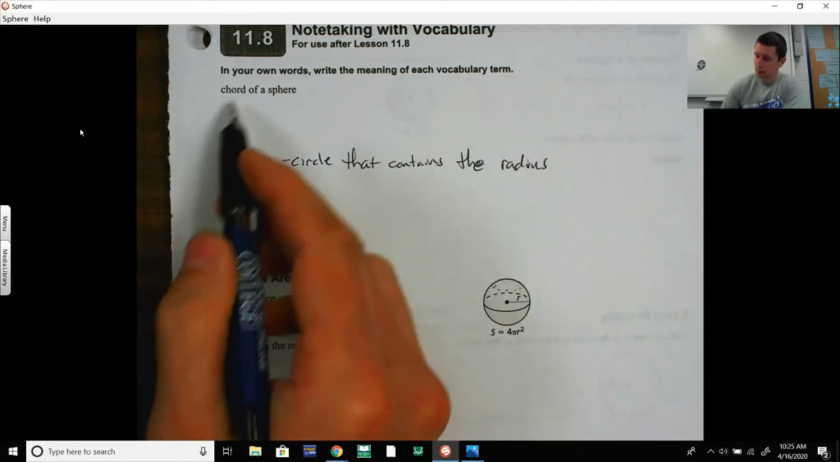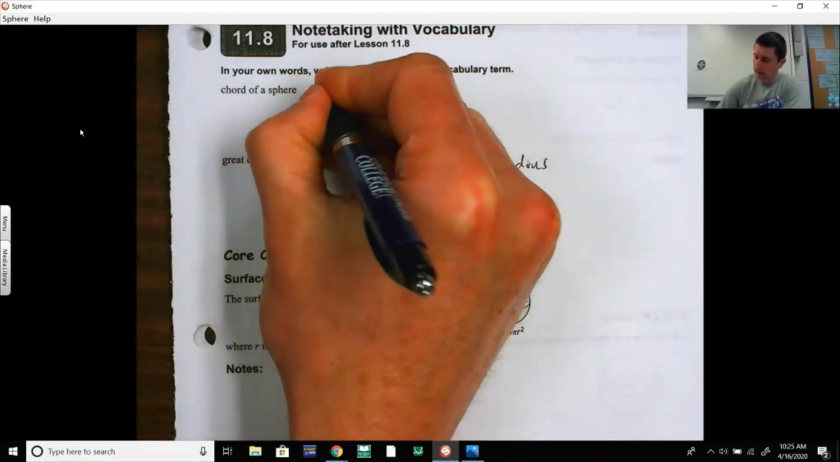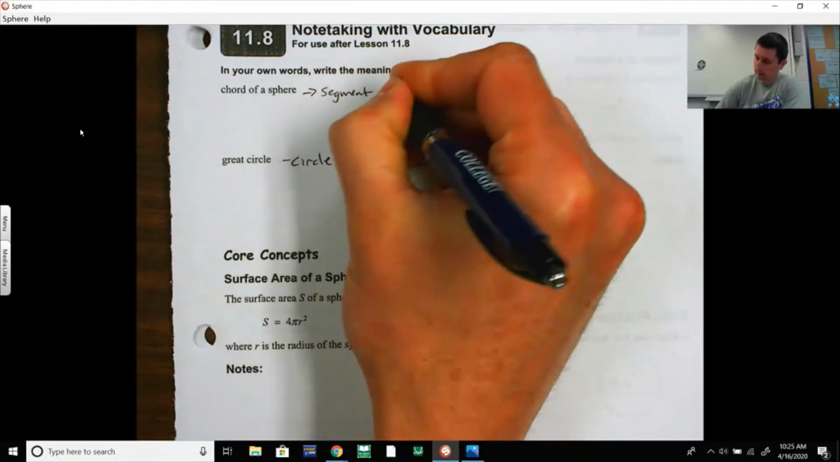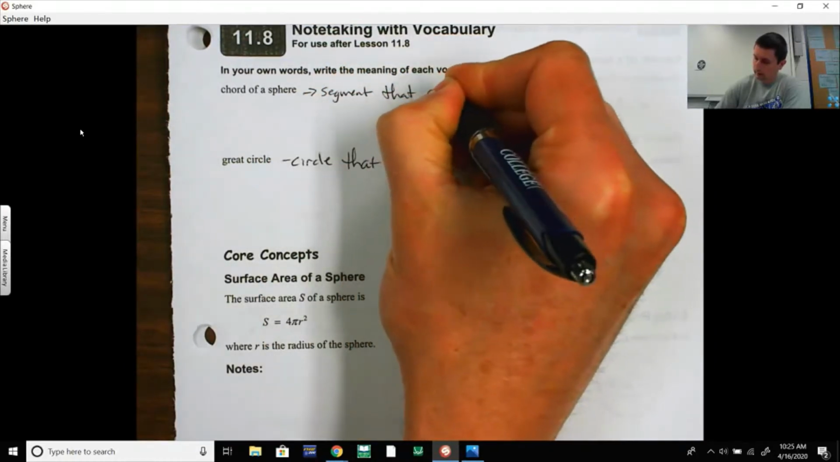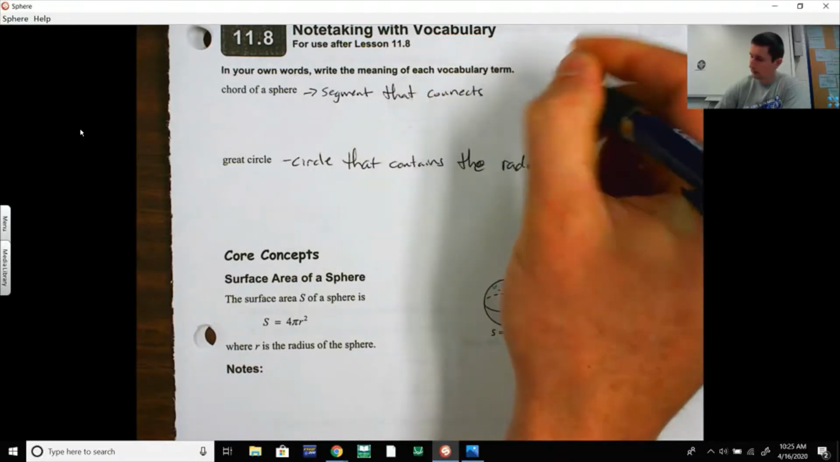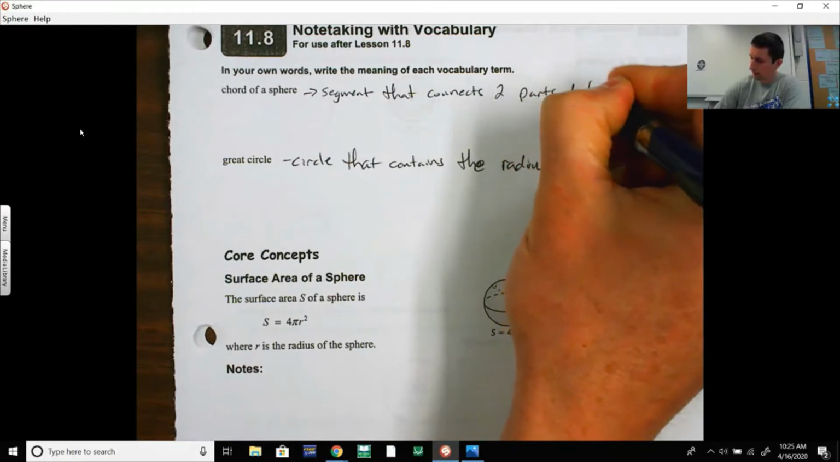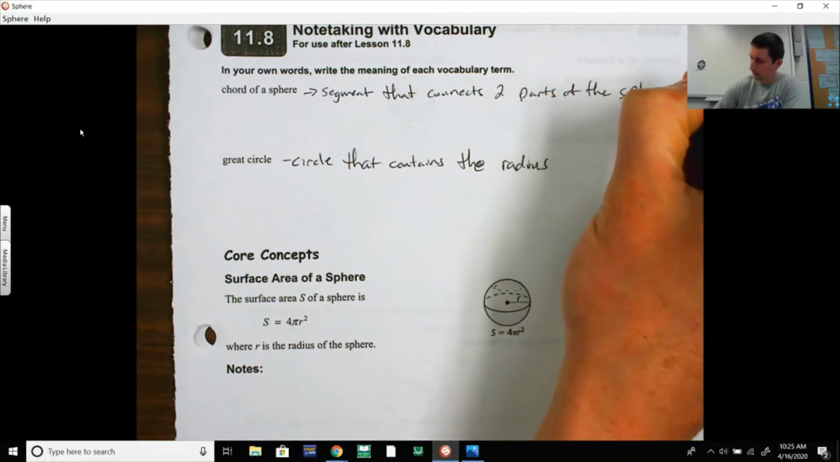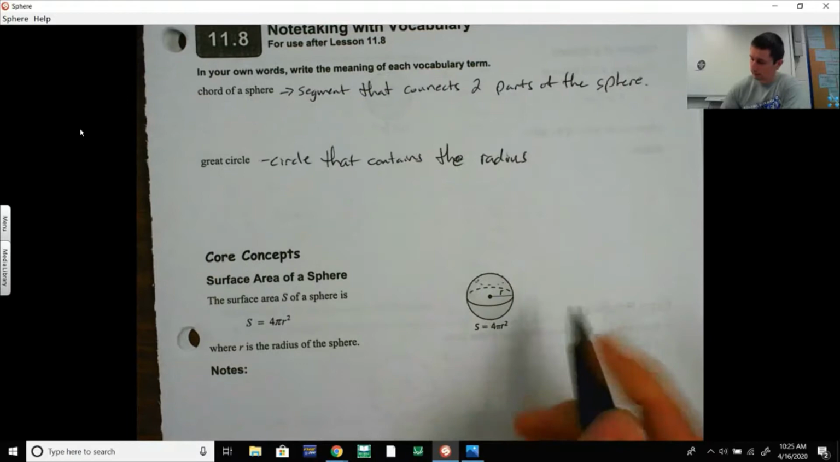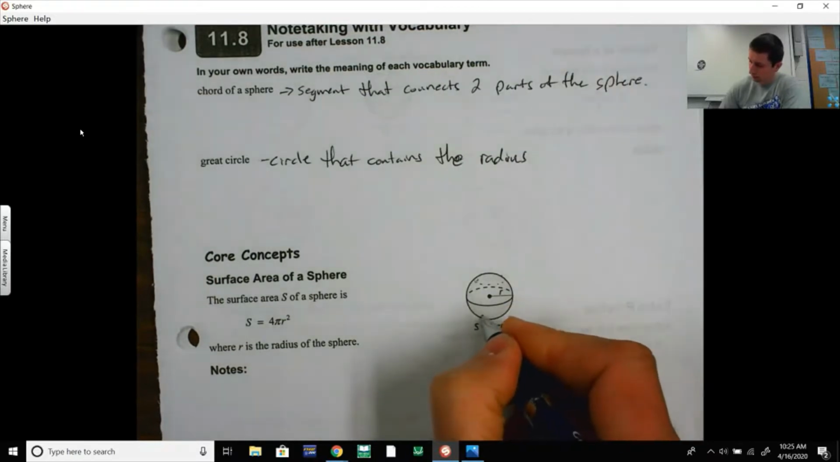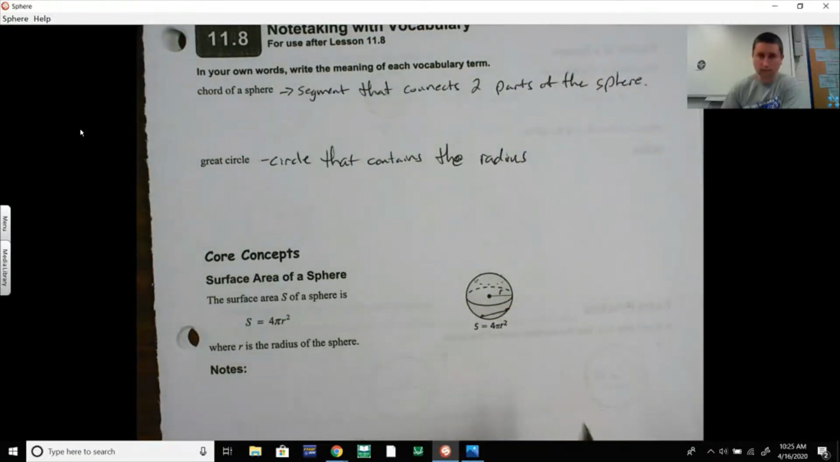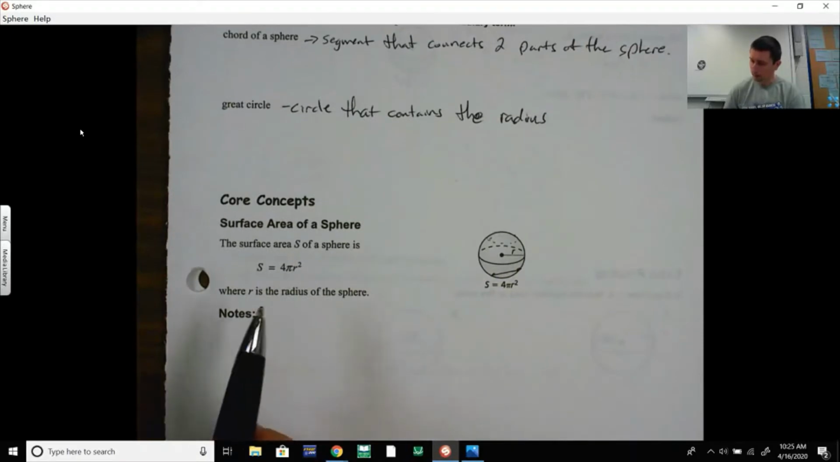A chord of a sphere is a segment that connects 2 parts of the sphere. It doesn't have to be a radius or a diameter. I can have 2 parts down here connecting in my sphere, and that could be a chord of a sphere. So just like a chord of a circle, you have a chord of a sphere. So 4 pi r squared, that is the surface area of a sphere.